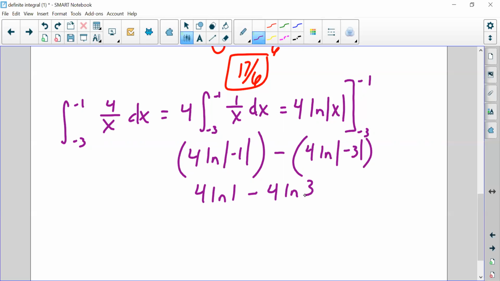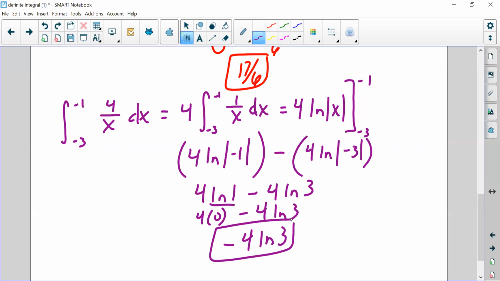Now, here's a good identity that you should know. What is the natural log of 1 equal to? This is another one we just have to know. 0. So that becomes 4 times 0, which is just 0. Minus 4 times the natural log of 3. So my answer is -4 times the natural log of 3, which is the area under this curve.